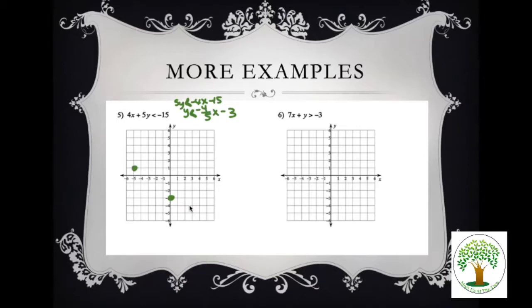Dotted or solid line? Dotted. Okay. Shaded up or down? Down. I'm hearing down. All right, so we got negative 3 here.